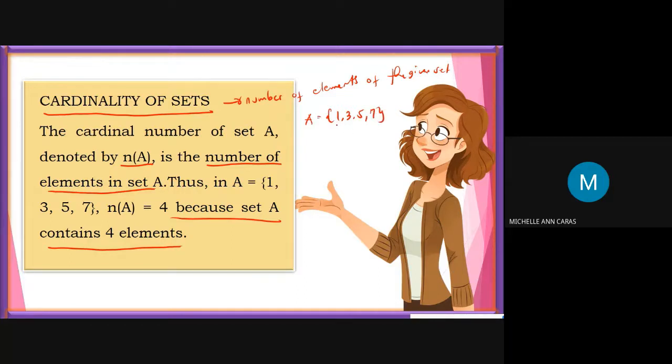So, since ang cardinality of sets daw nag-refer sa number of elements ng given set, so bilangon ta lang, pila ba tong elements nga ara kay A? So, we have 1, sunod 2, 3, 4. So, mayara siya sang 4 ka elements. So, therefore, ang cardinality daw sa set A, by the way, class, ang symbols ng cardinality is equal to 4. Okay? So, next.